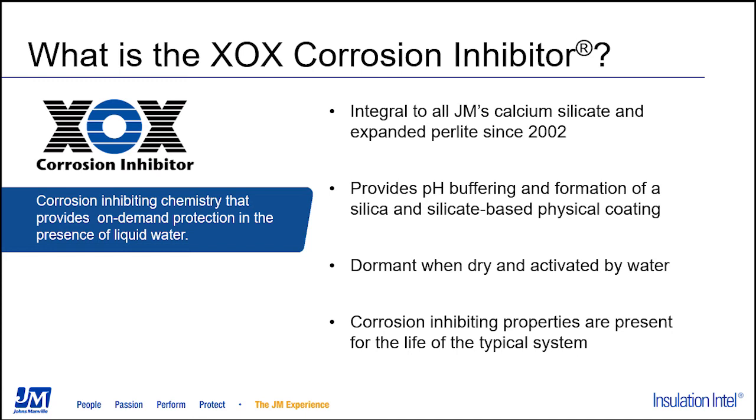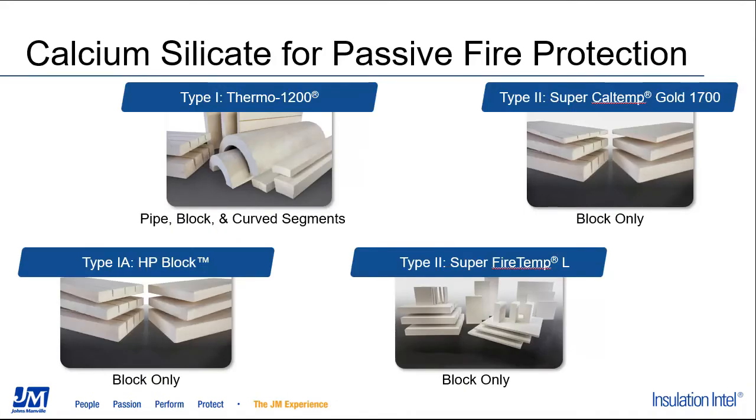If that water does get in, it's like a passivation layer that will protect the metal against future exposure to corrosives. This package is dormant as long as the insulation remains dry and is only activated in the event that water does get into the insulation system and come in contact with the calcium silicate insulation material itself. And those corrosion protecting or inhibiting properties will be present for the life of the installation.